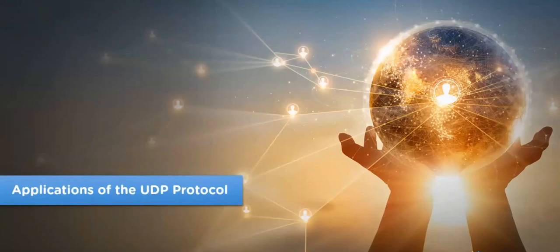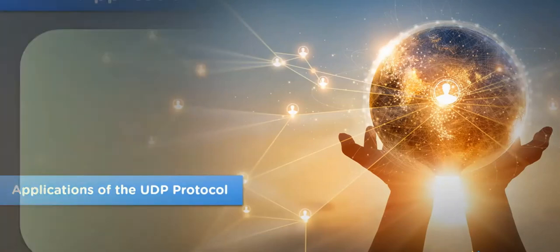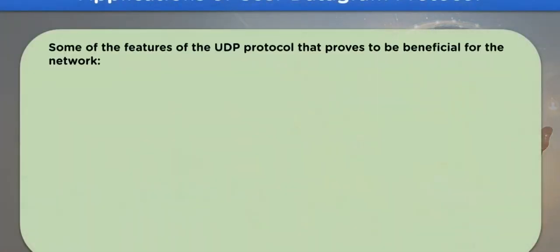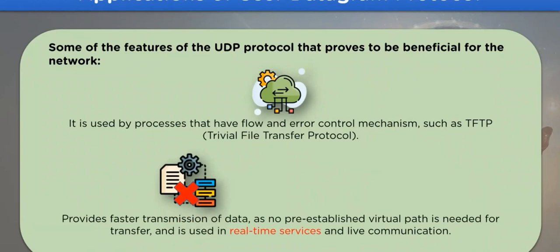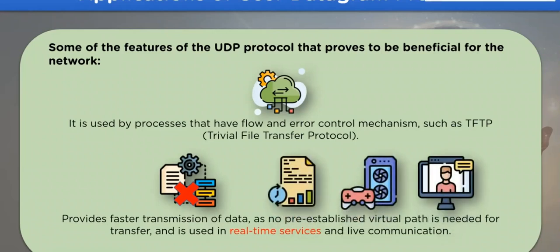To the applications of UDP protocol. Let's take a look at some of the features of the UDP protocol that provides applications to various network models. For the first one we have, it provides flow control and error control mechanisms to the network model such as TFTP. Next, it provides faster transmission of data as there is no pre-established virtual path needed. So it is used for real-time services, live communication, and gaming services.